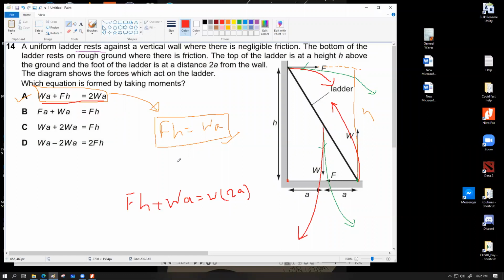Sir, I don't get it. Why should Fh equal Wa? I don't get it. Because we took the moment for the first question, for this one. I'll answer that after I finish up this part of the discussion, because you didn't respond in time. I'll get back to it, but you have to wait. Hold on, have you understood this question?